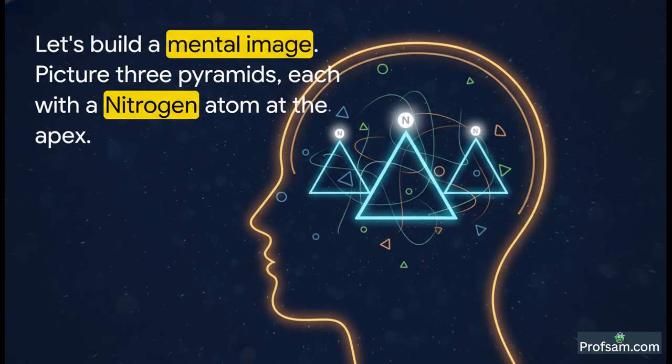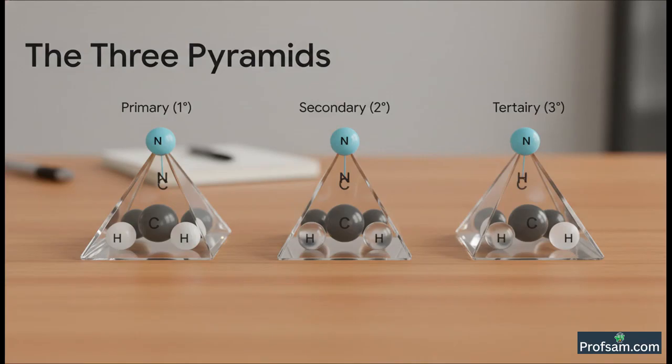Now, let's build a clear mental image that you can actually use in your exam. This will help make the concept very concrete in your mind. Okay, picture 3 pyramids, and at the very top of each pyramid is a nitrogen atom. For a primary amine, the base of the pyramid has 1 dark sphere, that's our carbon group, and 2 small white spheres, which are the hydrogens. For a secondary amine, the base now has 2 dark spheres and only 1 white sphere. And finally, for the tertiary amine, all 3 points at the base are occupied by dark spheres, the carbon groups, and notice, there are no white spheres left. The key difference is the number of hydrogens available for bonding.